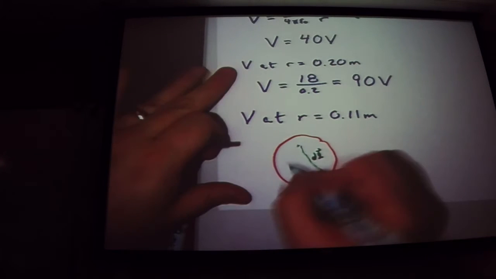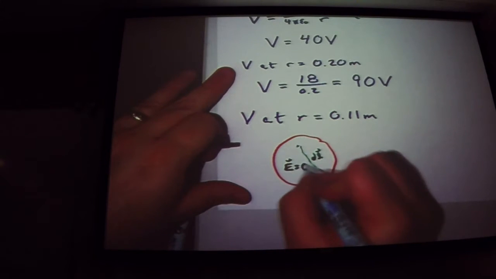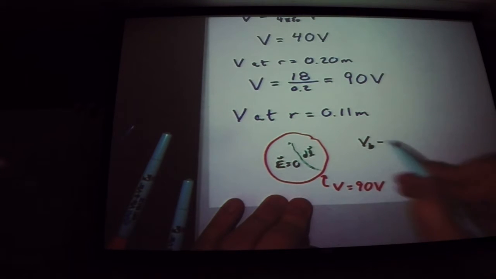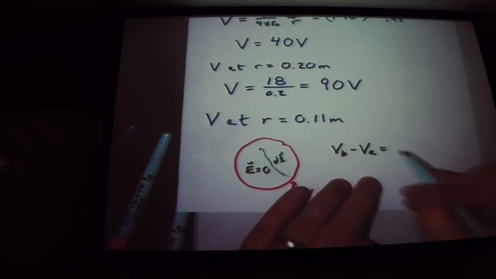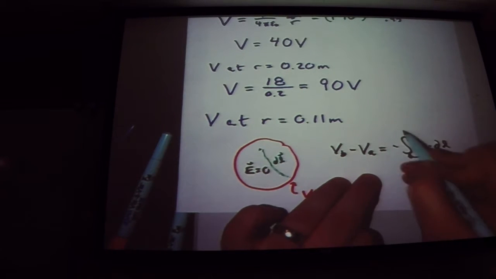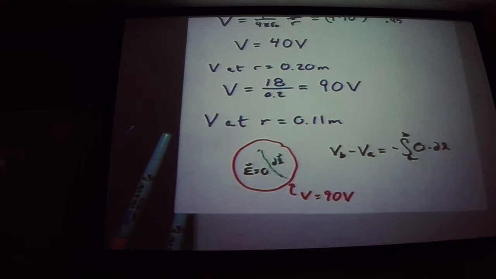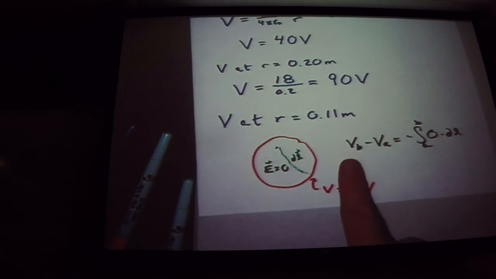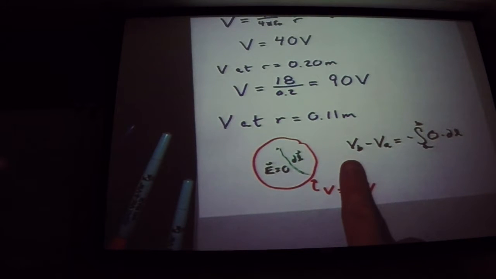So since the electric field is 0 inside of here, VB minus VA equals an integral of a bunch of zeros dotted with other weird stuff that I don't care about, and negative 0. What do you get? 0. Which means that anywhere inside of the sphere, the voltage between any 2 points does not change, will be the same.